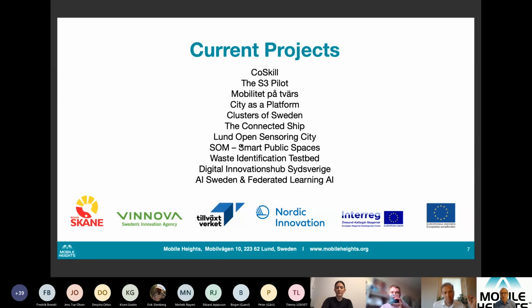This is a long list of projects that we're doing right now. And today, of course, we will hear a little bit about, or a lot about, the waste identification testbed. Another large initiative that we are involved in is AI Sweden. You will hear from Erik Wilson of Mobile Heights, who is working full-time with this assignment, which is all about AI and spreading the knowledge about AI in Sweden. So Carl, I think I'll leave it there. Thank you. I'm looking forward to this very interesting seminar today.